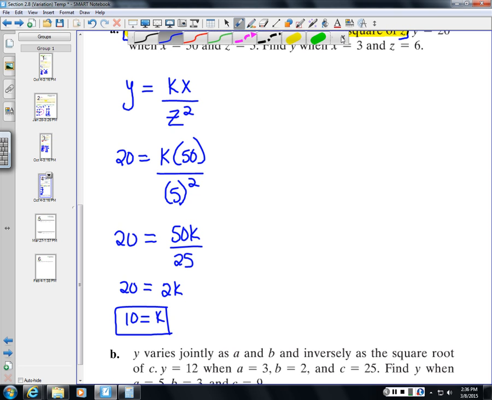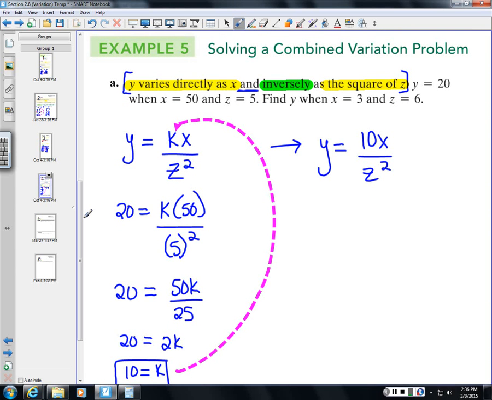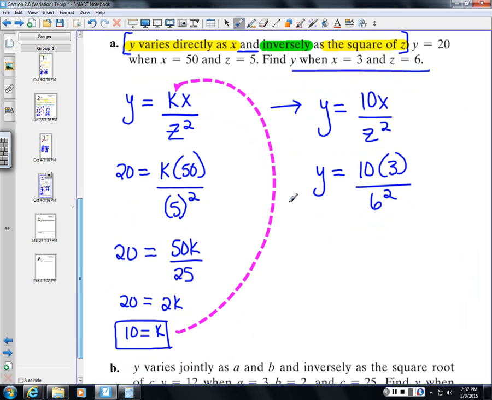And we take that K, we plug it right back into what it's equal to. So we have Y equals 10X over Z squared. And once we have our K, these work all the same way as they did in the first part of this section with just the direct variation and inverse variation by itself. Now they're going to tell me what to plug in. So now they're telling me X is 3, so it's going to be 10 times 3. Z is 6, but don't forget the Z is also squared. So we end up with Y equals 30 over 36.